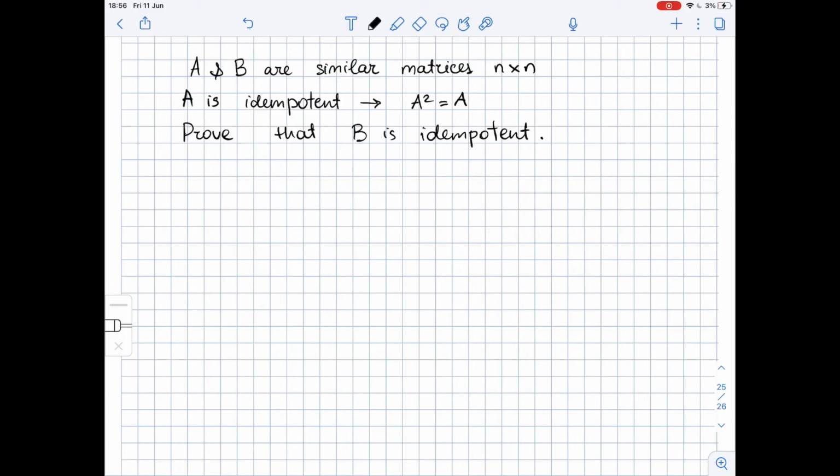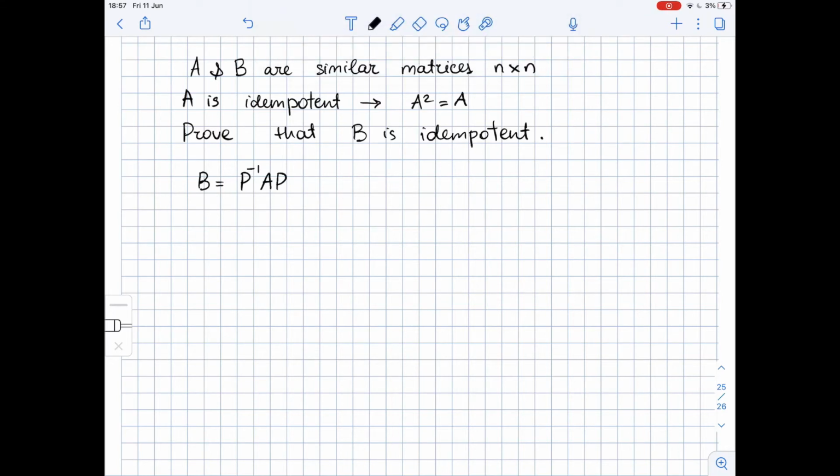There are matrices A and B, which are similar matrices n by n. And we know that matrix A is idempotent, which means that A squared equals A. And we need to prove that matrix B is also idempotent. Okay. So if matrix A and B are similar matrices, then there exists an invertible matrix P such that B equals P inverse times A times P.